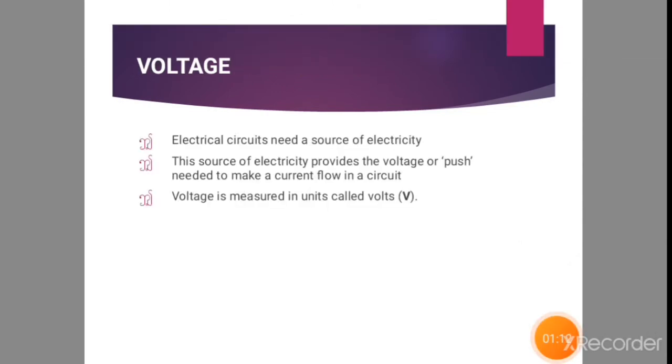Voltage. Electrical circuits need a source of electricity. This source of electricity provides the voltage or push needed to make a current flow in a circuit. The higher the voltage, the more energy each electron is given. So the more energy it can provide as it flows around the circuit. Voltage is measured in units called volts or V.